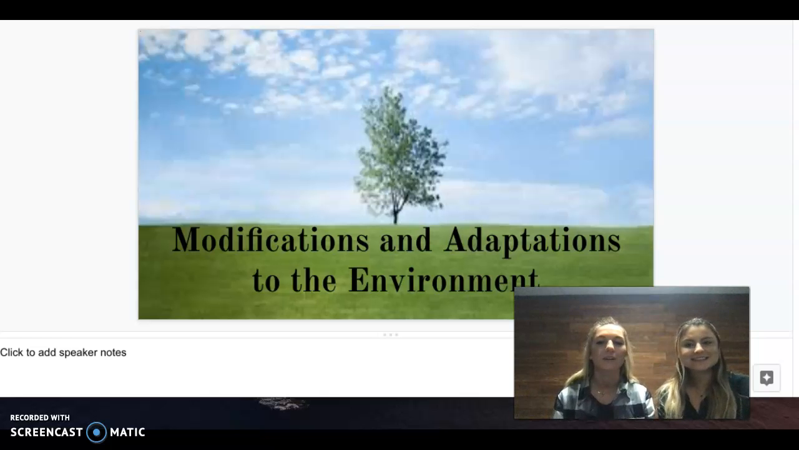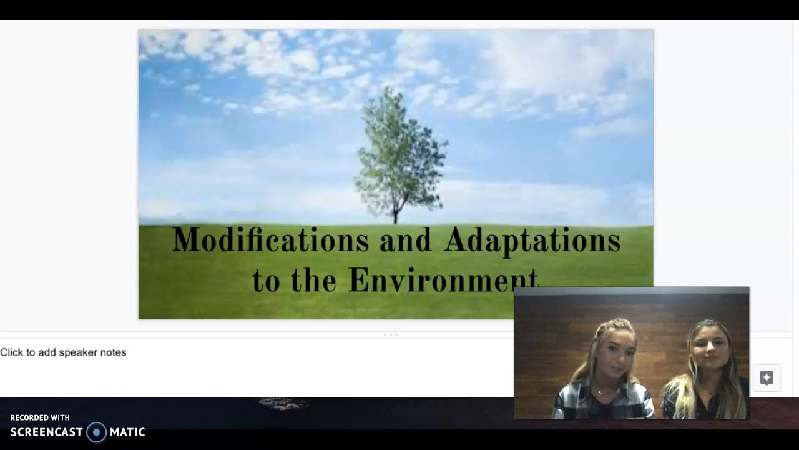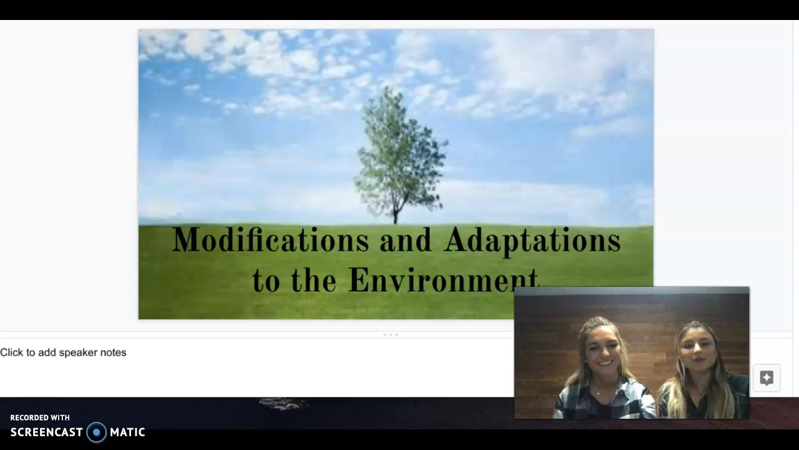And today we are going to learn about modifications and adaptations to the environment. That being said, by the end of this lesson, you guys will be able to identify and describe examples of modifications and adaptations. And you guys are going to examine how human activities and technology have altered the environment and our communities from around the world.